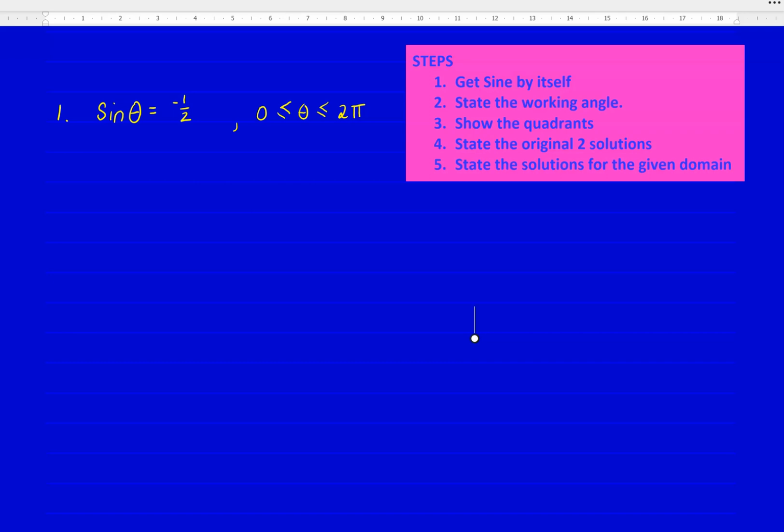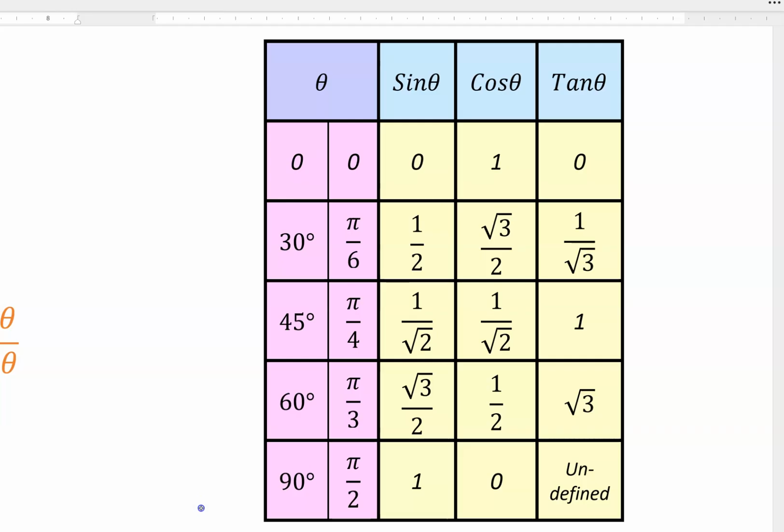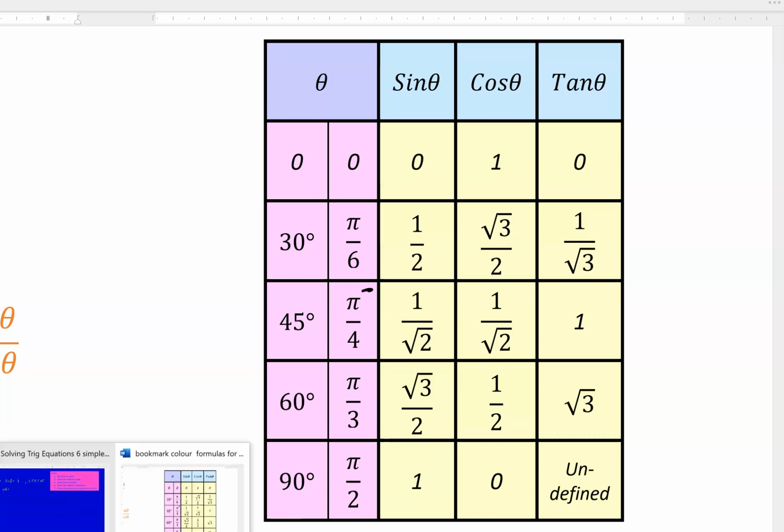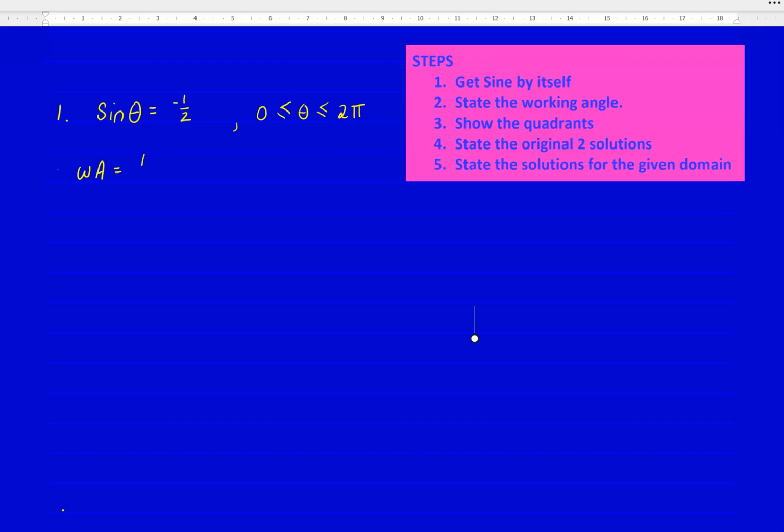So the first one, sine theta is minus a half. So we've got sine by itself. We now need to state the working angle. This is one I'd like to think that we know. We're going to ignore the negative. Okay, if you don't know it, sine of pi on 6 is a half, right? Use your table. So we're looking here, got pi on 6. Okay, so we come back, we say our working angle is pi on 6.